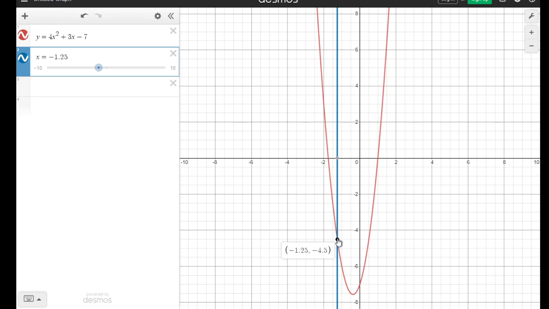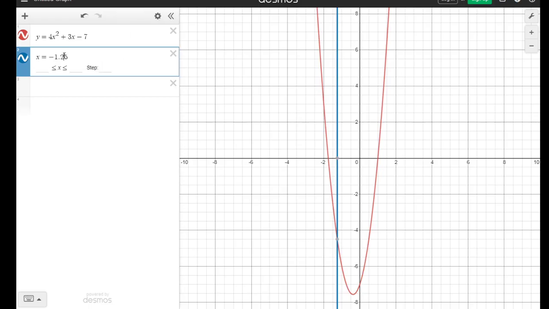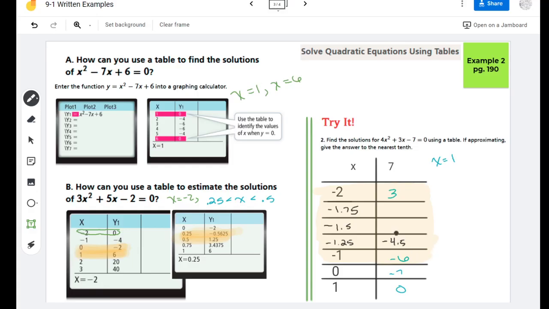So when I do -1.25, I get -4.5. So that is not our solution. However, it does mean that our 0 is higher, or I should say lower than -1.25. So I'm going to keep trying it. So now let's try it with -1.5. So at -1.5, our value is -2.5. So we're getting closer to the number 0, but we're still not there yet, okay?